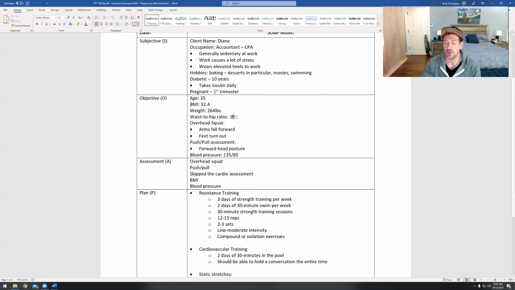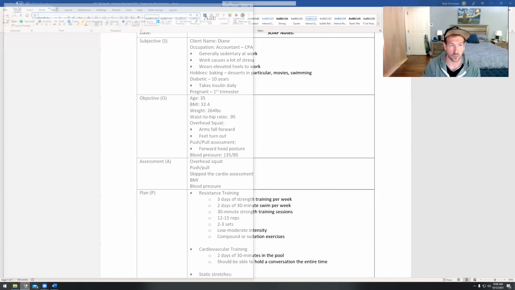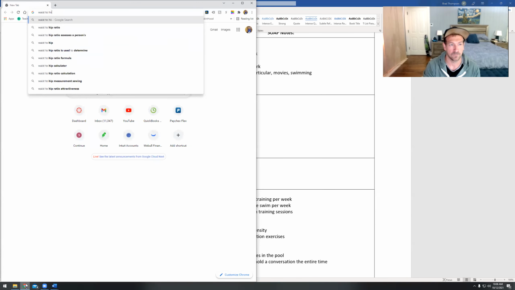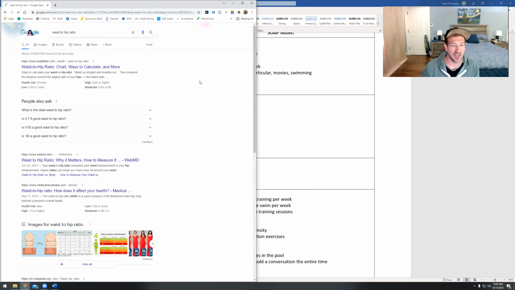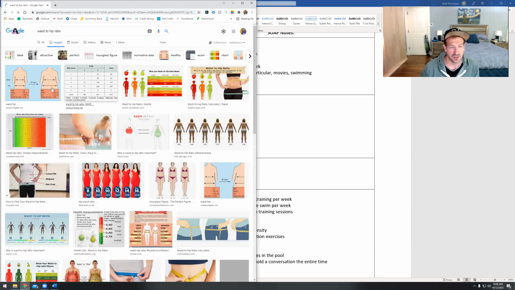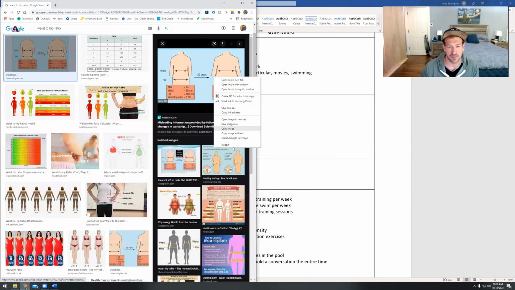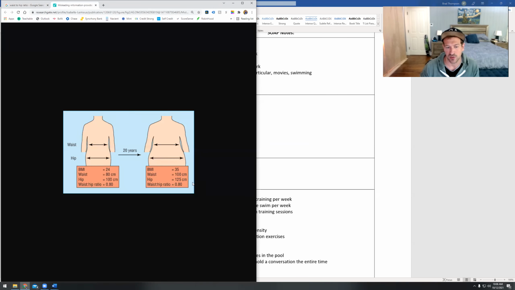Her waist to hip ratio is 0.95. I probably wouldn't pay too much attention to that if she's going through pregnancy, because that is obviously going to adjust that ratio. But 0.95 does put us at increased risk. Look at the waist to hip ratio here. Ideally, when we see that excessive abdominal obesity, that does put us at an increased risk there, right?